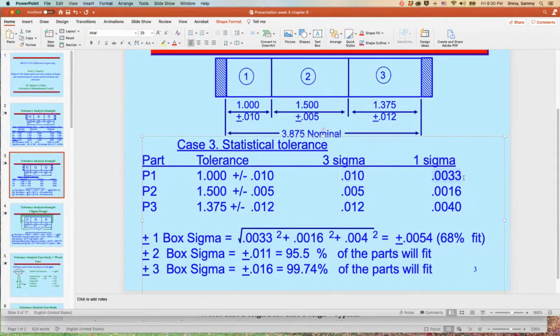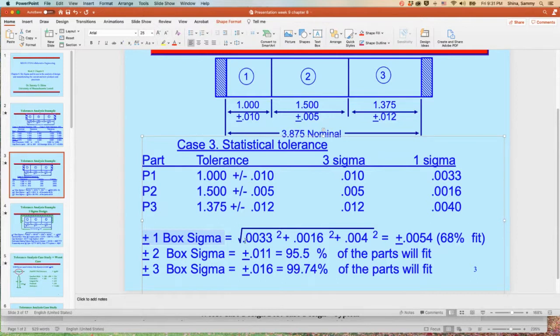And then we divide by 3, and if we assume the design is 3 sigma, then 1 sigma is 0033, which is 1/3 of the tolerance. So we assume that the tolerance is 3 sigma, and then we divide by 3 to get the 1 sigma. So for the box, which contains all of the tolerances added, instead of adding them algebraically, we add them in a normal fashion. So what we do is we add up the sigmas.